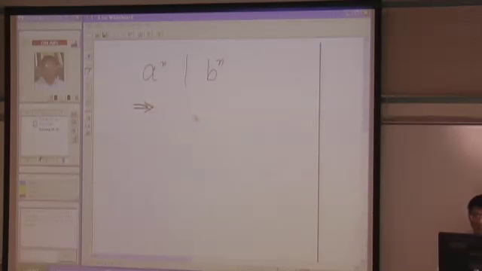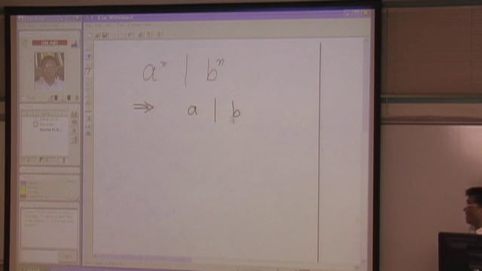If a to the power of n divides b to the power of n, then a divides b. The other direction is trivial. This direction is obvious, but the proof isn't trivial. So we will do it. Last time I proved up to this point.